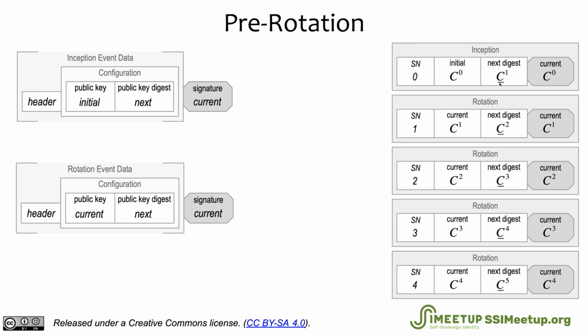The underbar means it's a hash. All right, so I have C0, C1, the current key signature was C0, rotation, I've rotated to C1, I pre-declare C2, or commit to C2, I sign with C1, and so on.